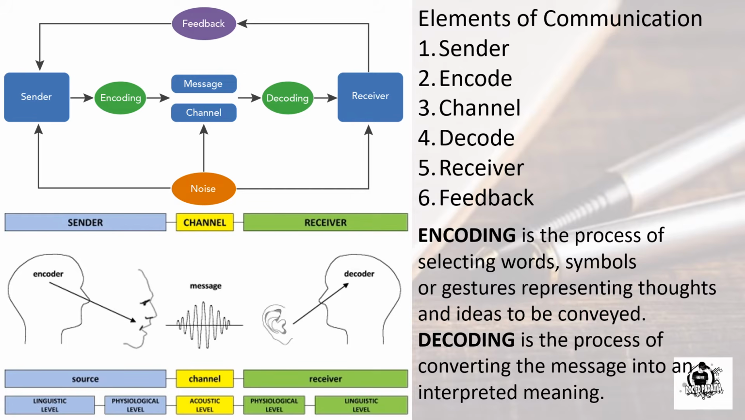Okay, and then the last element, going back to the sender, we have the feedback. The feedback simply refers to the 3 R's: reply, response, and reaction. Okay, so the receiver, upon hearing the information or the message or the thought or idea coming from the speaker, should provide a feedback to the speaker.